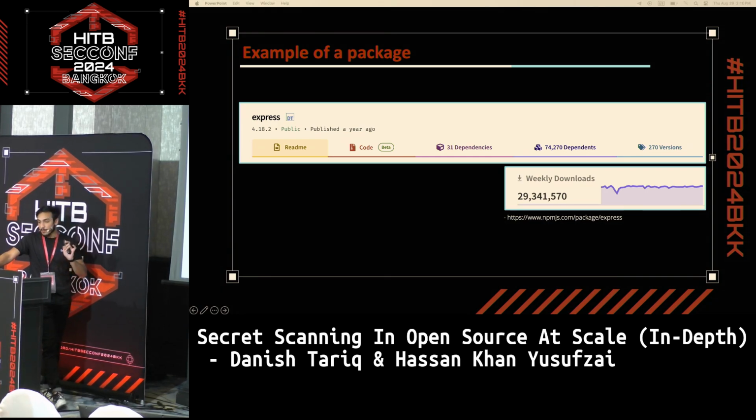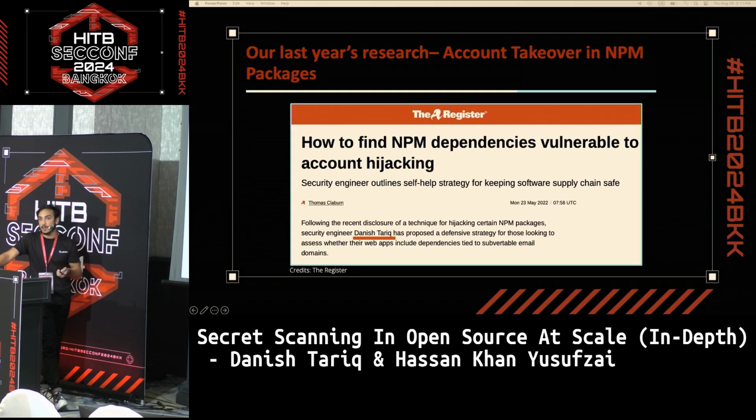So here's a sample package. You can see the Express package, and this package currently has 70,000 plus dependents and 31 dependencies. This means if this package is compromised, it's going to affect many other packages, right? This is the same scenario as the attack that happened last year, and it really affected millions of packages, right? At that time, there was no defensible approach, no defensible strategy outlined in the market.